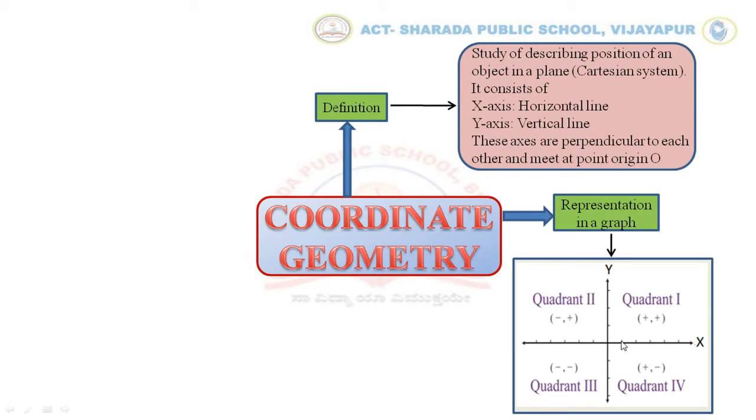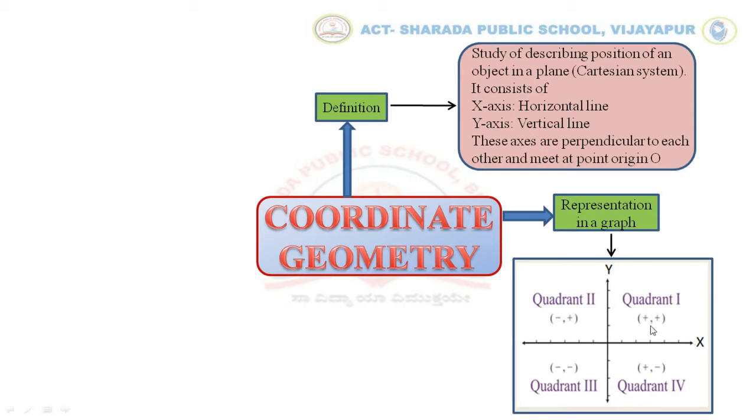These two lines divide the plane into four parts. Each part is called a quadrant. This is quadrant 1, quadrant 2, quadrant 3, quadrant 4. Depending on the values of x and y, each quadrant has different signs for its coordinates.